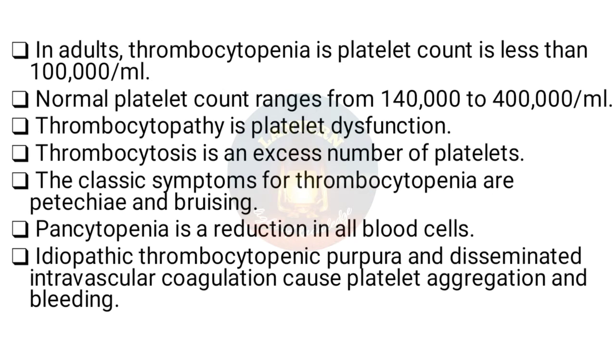In adults, thrombocytopenia is a platelet count less than 1 lakh per ml. Normal platelet count ranges from 1,40,000 to 4 lakh per ml. Thrombocytopathy is platelet dysfunction. Thrombocytosis is an excessive number of platelets. The classic symptoms for thrombocytopenia are petechiae and bruising. Pancytopenia is a reduction in all blood cells. Idiopathic thrombocytopenic purpura and disseminated intravascular coagulation, or DIC, cause platelet aggregation and bleeding.